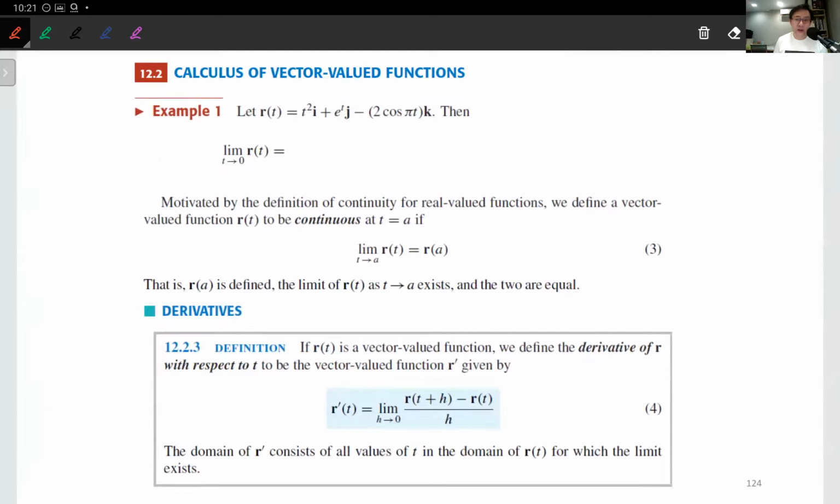Here, I'll give it a try. You are given r as a function of t. Find the limit of this r as t approaches zero. What do you do? I'm doing them separately. Let me use the bracket style to save some space here. You guys with me?